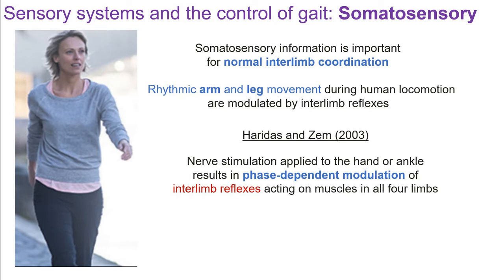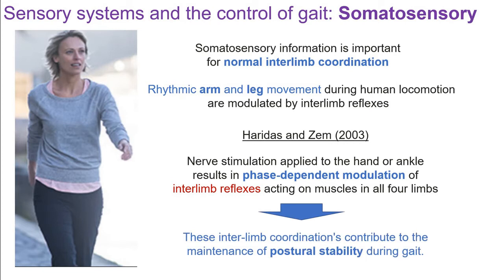Haridis and Zem applied nerve stimulation to the hand or ankle. These stimulations resulted in phase-dependent modulation of interlimb reflexes that were acting on the muscles in all four of the limbs. These arm-leg coordination patterns are known to contribute to the maintenance of postural stability during gait, as well as to the efficiency of gait.